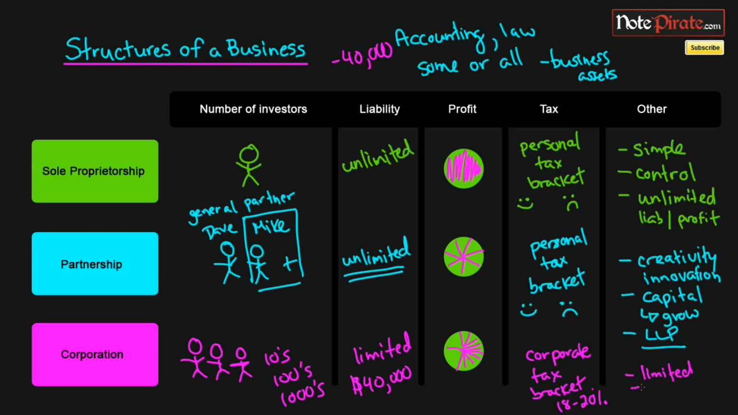which is always good, but of course the corporation is more complex. It requires a lot more administrative fees for setting up the corporation and registering it, and so on. So hopefully you have an idea now as to the differences between a sole proprietorship, a partnership, also kind of understanding what a limited liability partnership is, and a corporation.